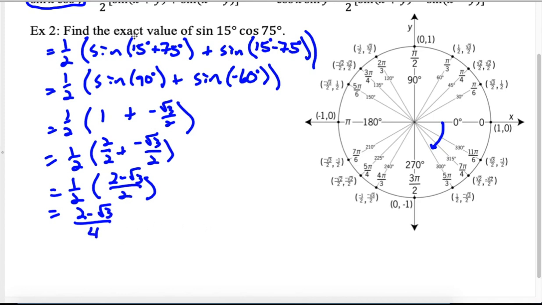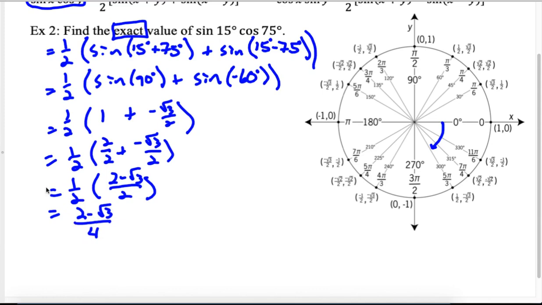Okay, so the exact value of sine of 15 times cosine of 75 is this, 2 minus the square root of 3 over 4. And just a reminder, whenever we say something like exact value, that does not mean that you can plug this into the calculator. If you plug this into the calculator, you would get a decimal approximation. But what I'm looking for is the exact answer. This is considered an exact answer.